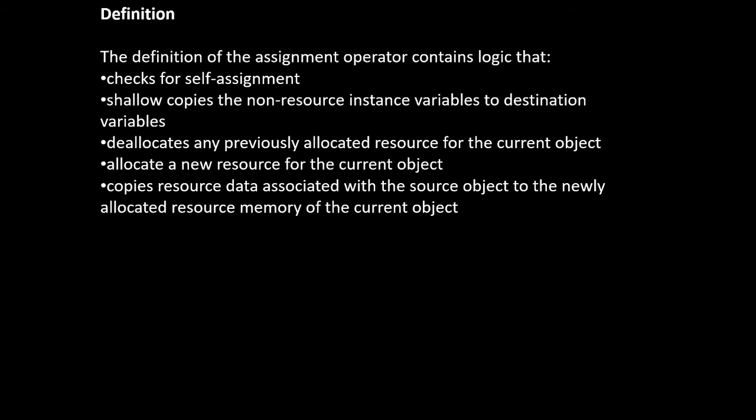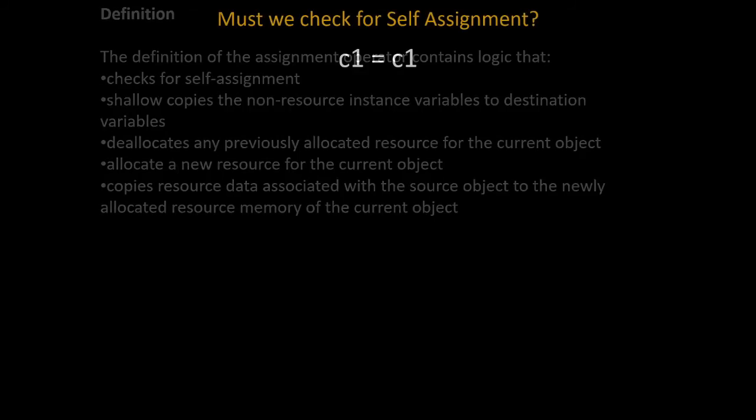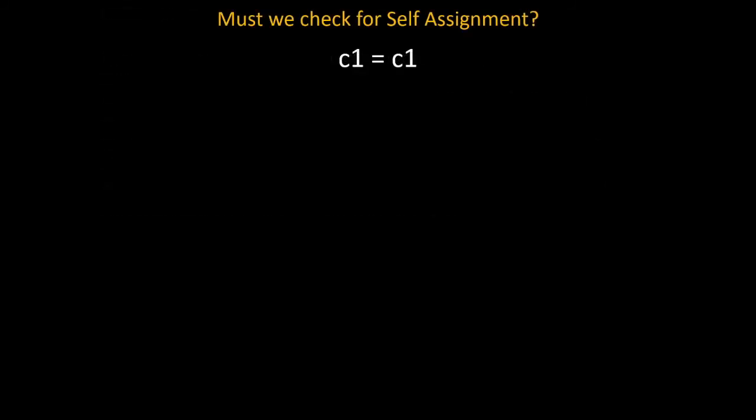So I want to go back up to the first bullet point and talk about self-assignment because I don't want to miss it. And the question is, must we check for self-assignment? And the answer is, absolutely, we have to. And we do it with an if statement. We're saying if this does not equal ampersand source.